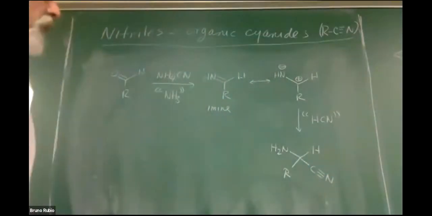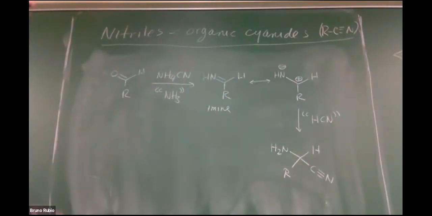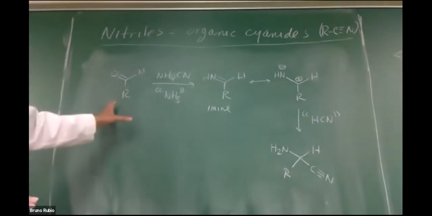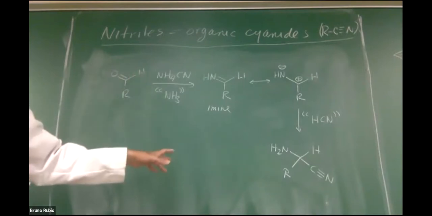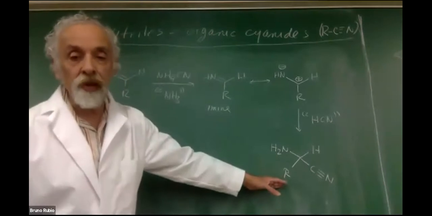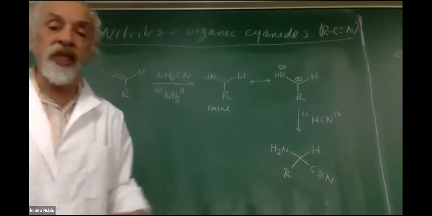Okay, and so that's an intermediate. It's called an aminonitrile. It doesn't really matter what it's called, but that's what happens when an aldehyde is dissolved in a solution that has ammonium cyanide in it. We get this compound. So that's the end of step one of our Strecker synthesis.